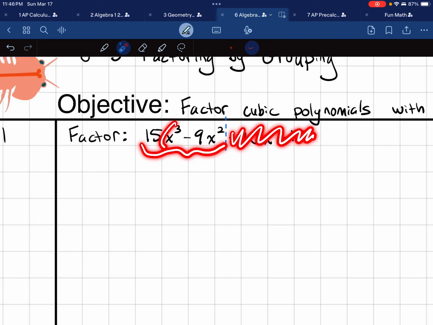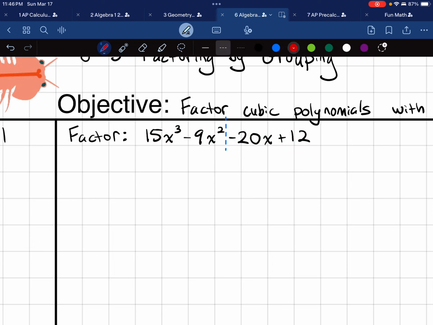I noticed that I can factor out some x's. In fact, the x squared is probably the one I'm going to factor out. I want to not use a dashed line now. I want to factor out an x squared from each of these. If I factor out an x squared, I can also factor out a coefficient. 9 and 15 have 3 in common, so I can factor out 3x squared from each of these. So let's factor out that 3x squared.